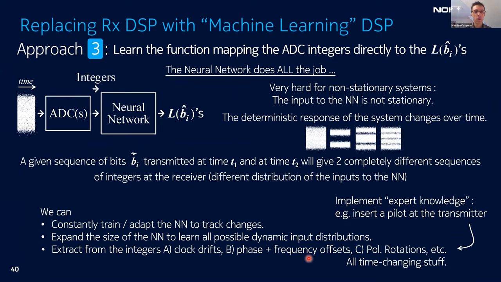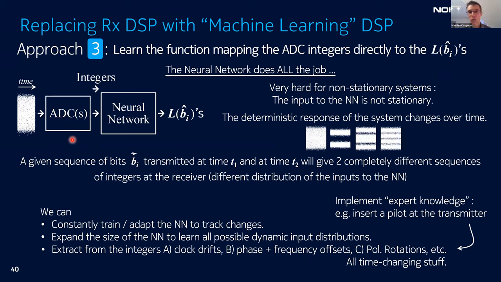And the third thing that we can do, which is the toughest, the hardest by far, is to learn directly a function mapping from the ADC integers directly to the soft bit, so the logarithm of the ratio. In that case, as you can see, I'm injecting integers directly from this picture on the left-hand side of the screen to the neural net, and out come these log of the ratio of the bits. That's really hard because the neural net does all the job. The neural net does everything.